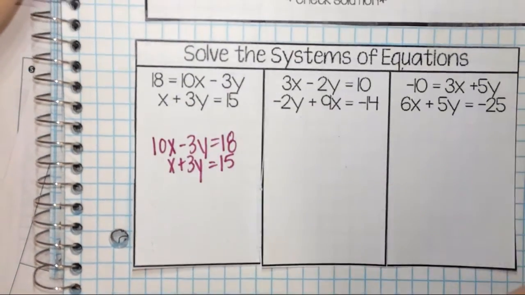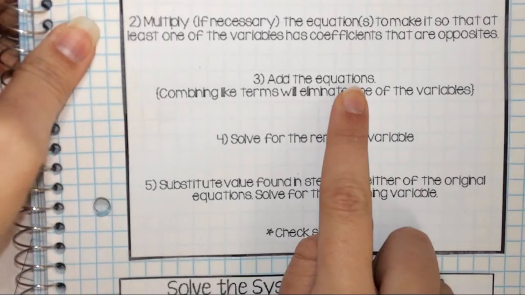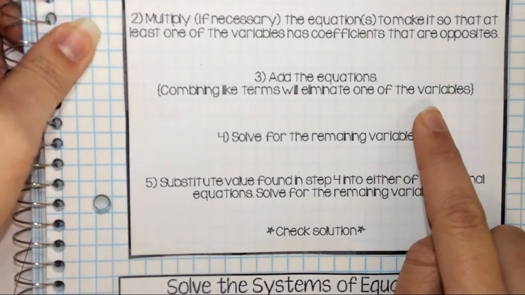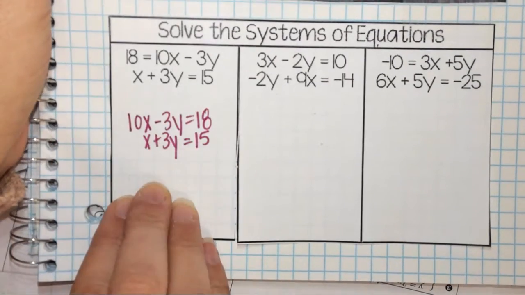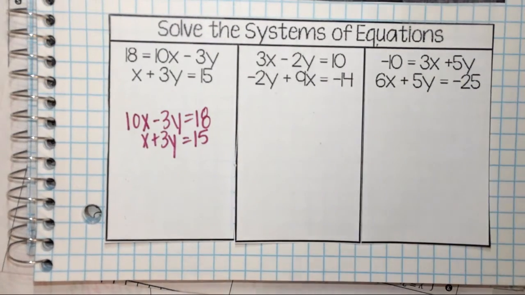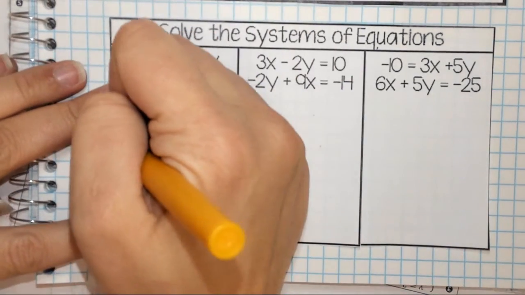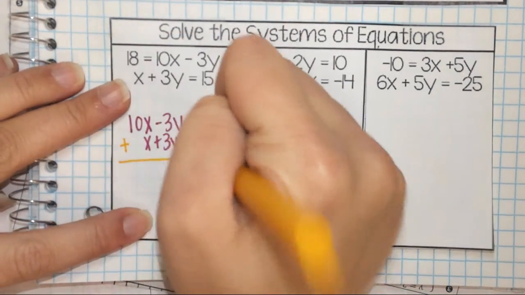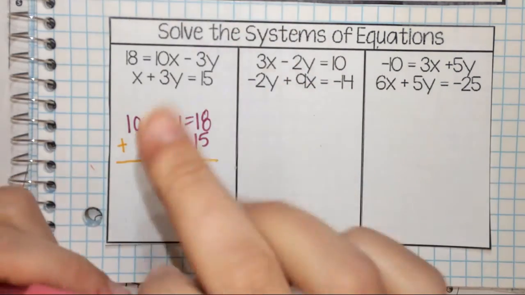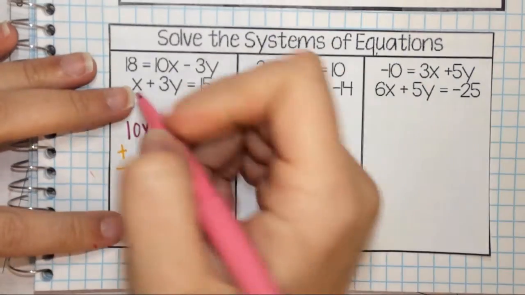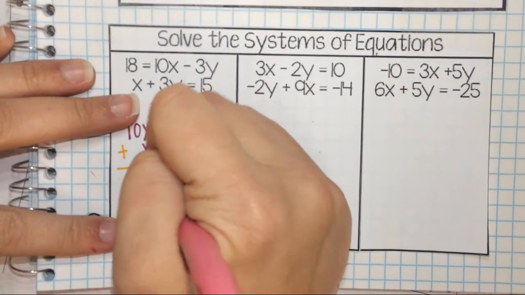Whoa. Then, step 3, you add the equations. Combining like terms will eliminate one of the variables. That's the whole point, is to get it so that if we add straight down, we kill something. So let's add straight down and kill something. If we add, what are we going to kill? The y. Good. What's 10x plus x? 11x. Good. Take a point.